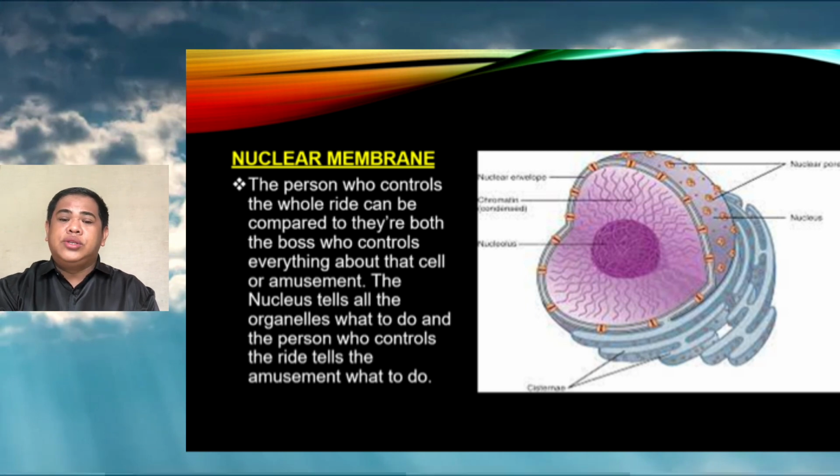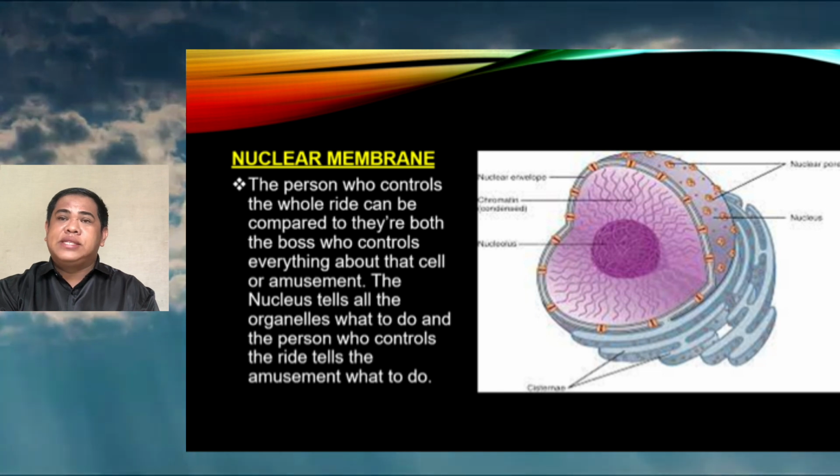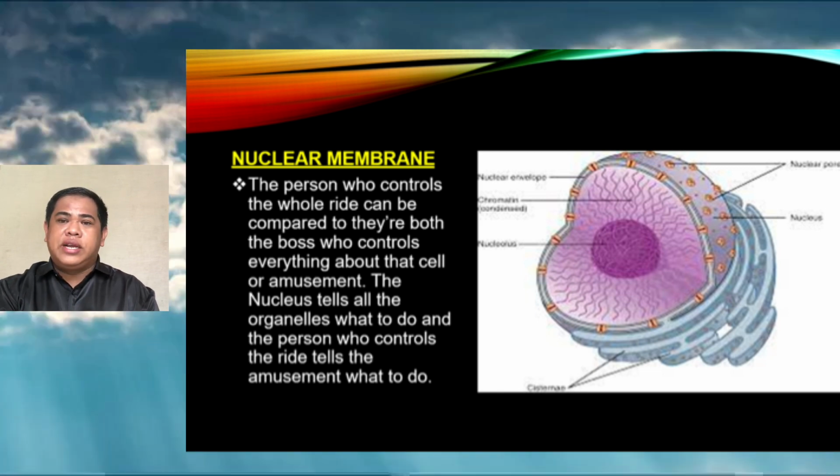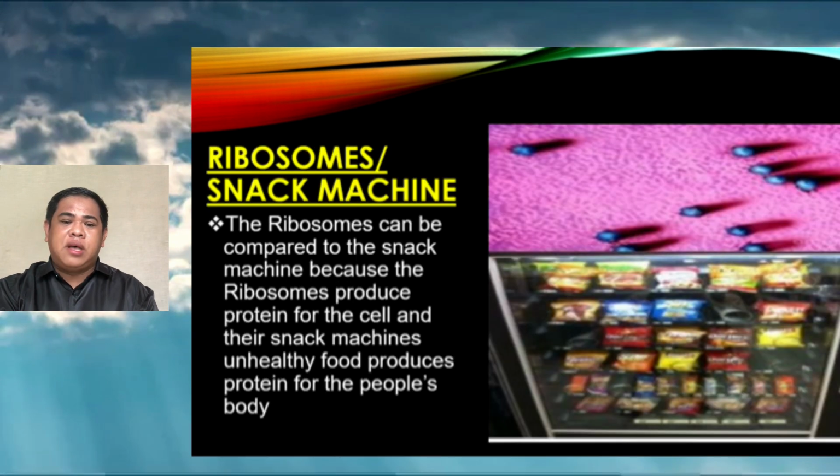And the next one is the nuclear membrane. The person who controls the whole ride can be compared. They are both the boss and control everything about the cell or amusement park. The nucleus tells all the organelles what to do, and the person who controls the rides tells the amusement park what to do. The next is the ribosomes.